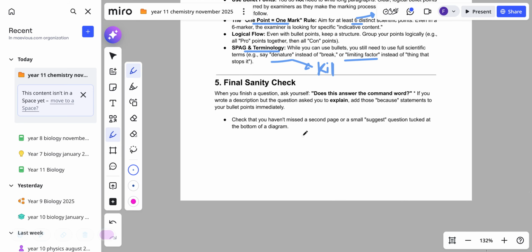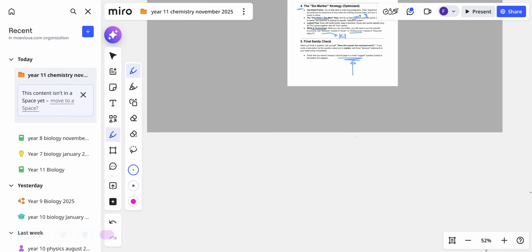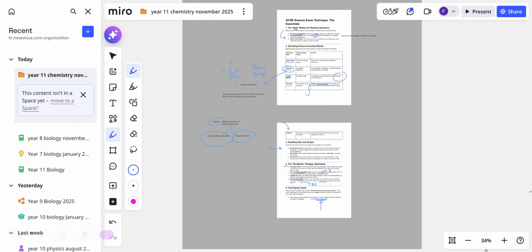Now here's the big one. Make sure you don't miss the last question. There are questions at the bottom or right at the top that students miss. So that's my information on how to handle it. Underline your keywords, underline your command words, write bullet points. Really pay attention to what we've given you.